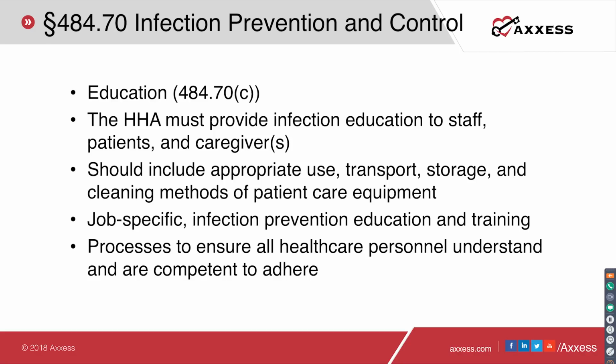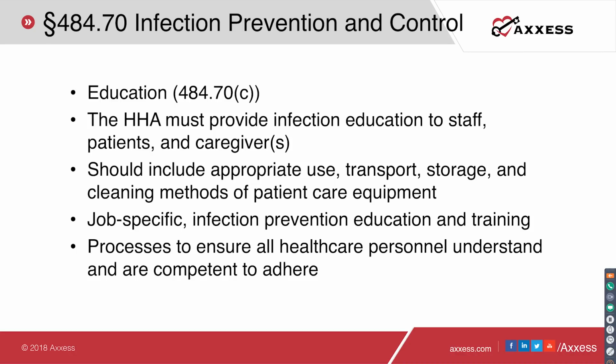This for the staff, this means that you have to do job-specific infection prevention education and training. This will need to be documented in your HR files that your staff members, whether they are full-time, part-time, or contract staff, that they have had training on infection prevention education and training that is job-specific. And then you also have to have processes that ensure all healthcare personnel understand and are competent to adhere to this education. So you're going to have some competency checkoffs as well.